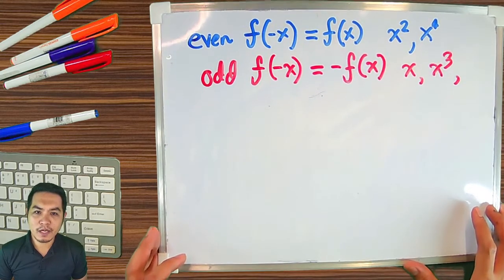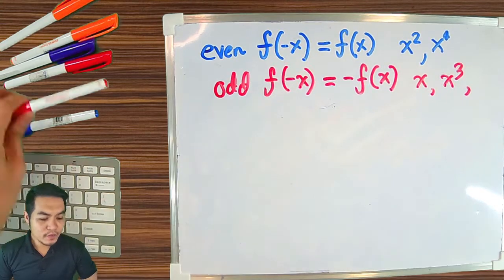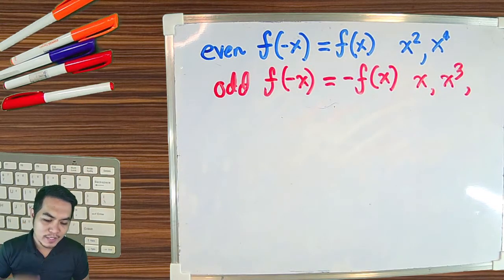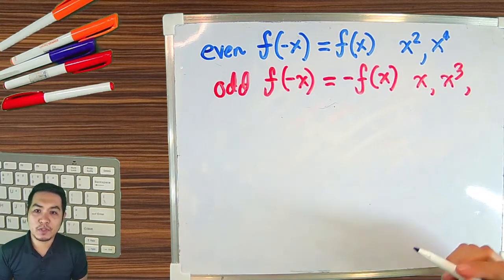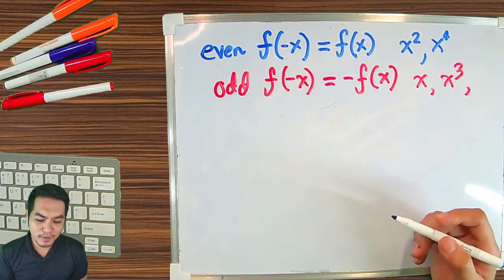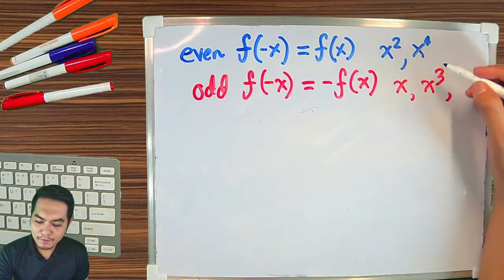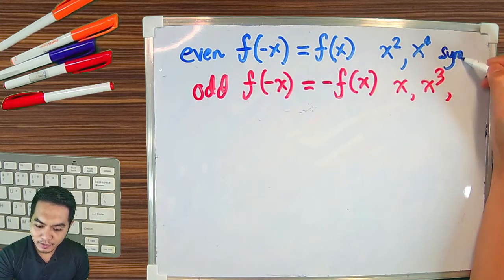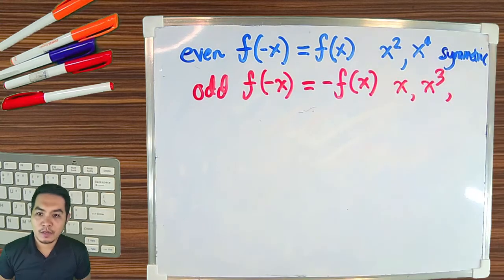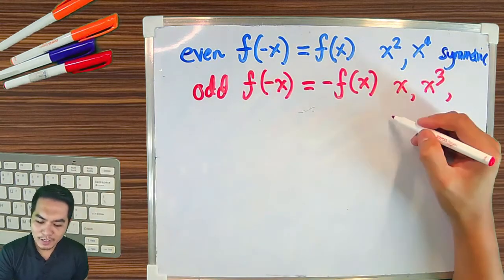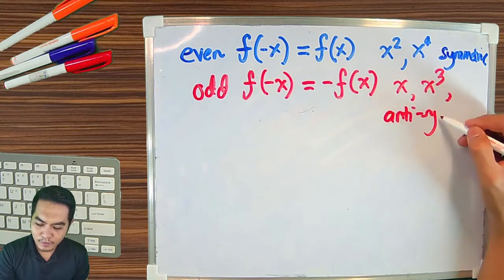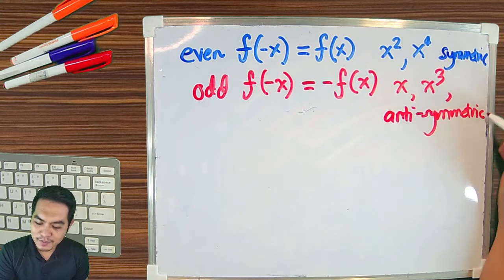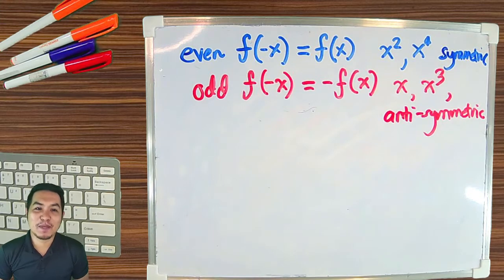Now, one feature of even and odd functions is their symmetry when you plot the functions. Even functions are symmetric, while odd functions on the other hand are anti-symmetric. By the way, I would just like to emphasize that not all functions can be categorized as even or odd. Some functions can be categorized into even and odd functions.